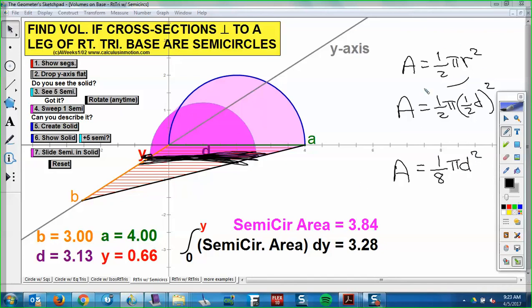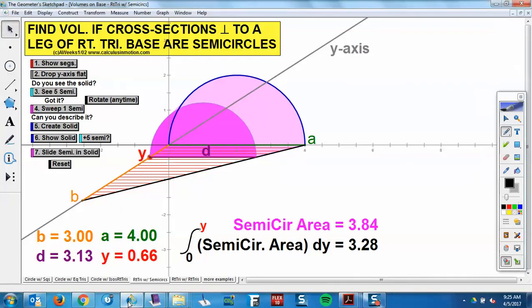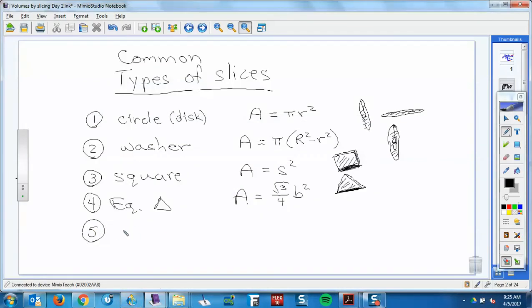Okay? Now you can do this, I don't care, but I would advise against it. I think I would just memorize this. Okay? So, in our notes, the other type of slice we could have is going to be a semicircle slice. And the area of a semicircle slice is 1/8 pi D squared. Okay, and there's your strip right there, which is your diameter.